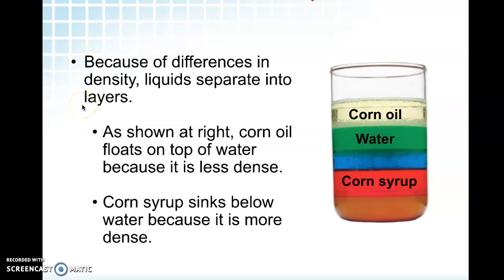And also we use density to determine what layers will float on other layers of liquids. Because of differences in density, liquids separate into layers. So we have corn oil over here. Corn oil is going to have the lowest density of those liquids, and corn syrup is going to have the greatest density. Water is going to be somewhere in the middle.